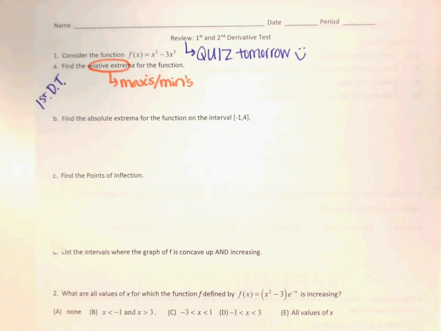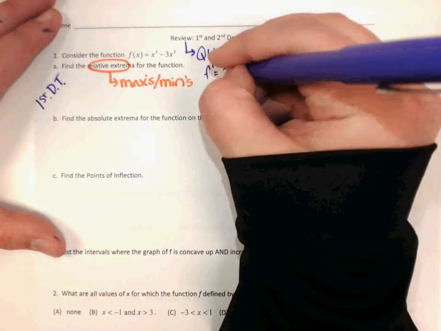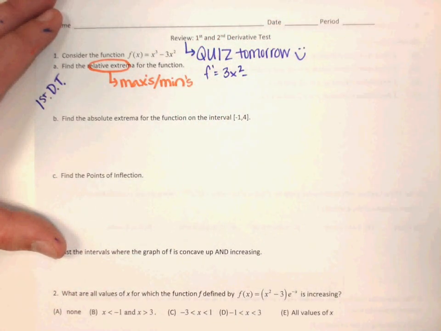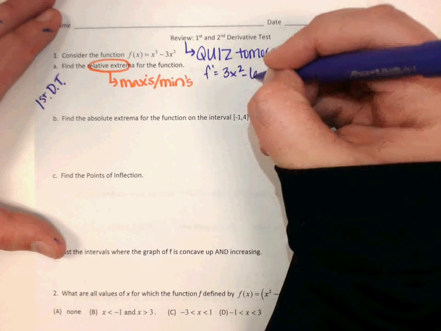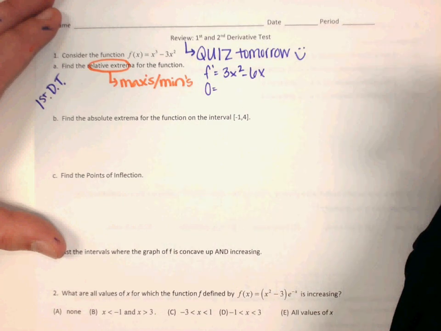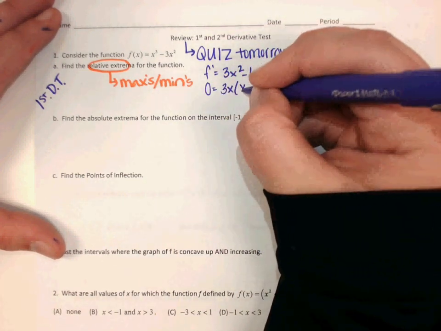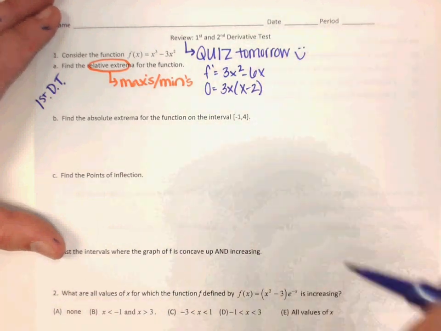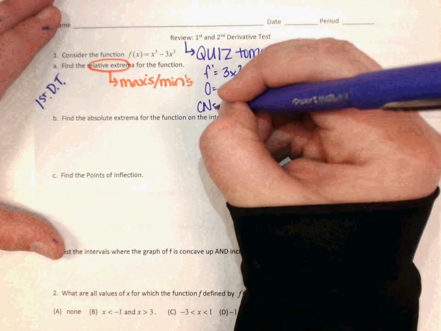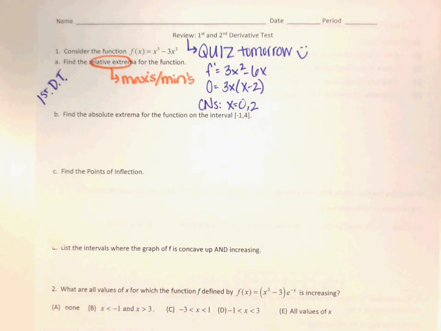Okay, from here. Take the derivative. What is it? You gonna do that for today? I will. 3x squared minus the second term. Set it equal to 0. What can I take out? 3x. What's left over? Okay, from there, what are my critical numbers? 0 and 2. Okay, 0 and 2. Remember, you get to use this on your quiz tomorrow. That's why we're doing it.